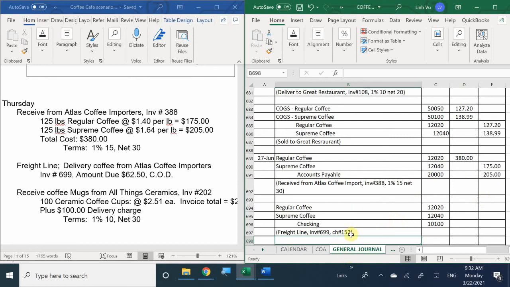Okay, so we got check number 1527, for the 6250. So therefore, how much is going to split to the regular coffee? How much is going to be split to the Supreme Coffee? 3125. 3125. Gives you a grand total of 6250. Okay. So what's next?